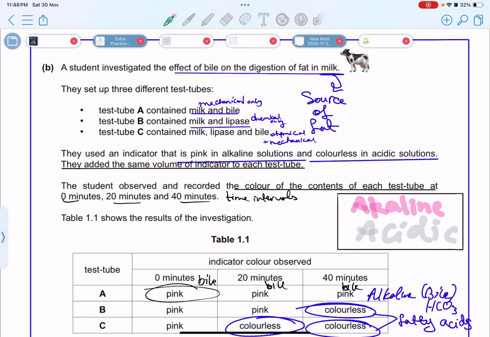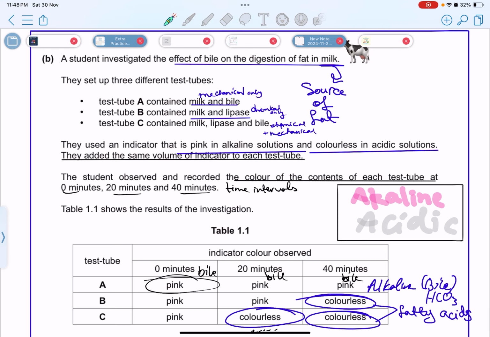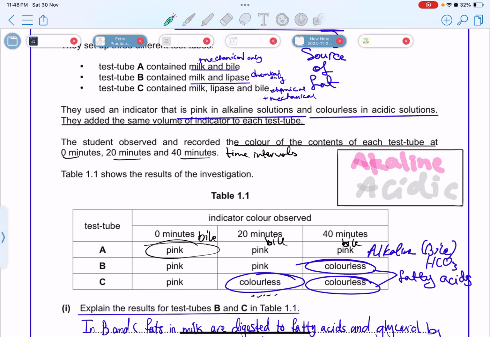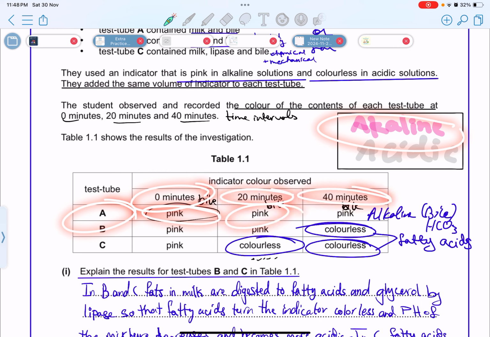They used an indicator which is pink in alkaline and colorless in acidic. They added the same volume of indicator to each test tube. The student observed and recorded the color of the contents of each test tube at 0 minutes, 20 minutes, and 40 minutes. Table 1.1 shows the results. I have test tube A. It was pink, alkaline in 0 minutes, alkaline in 20 minutes, and alkaline in 40 minutes.